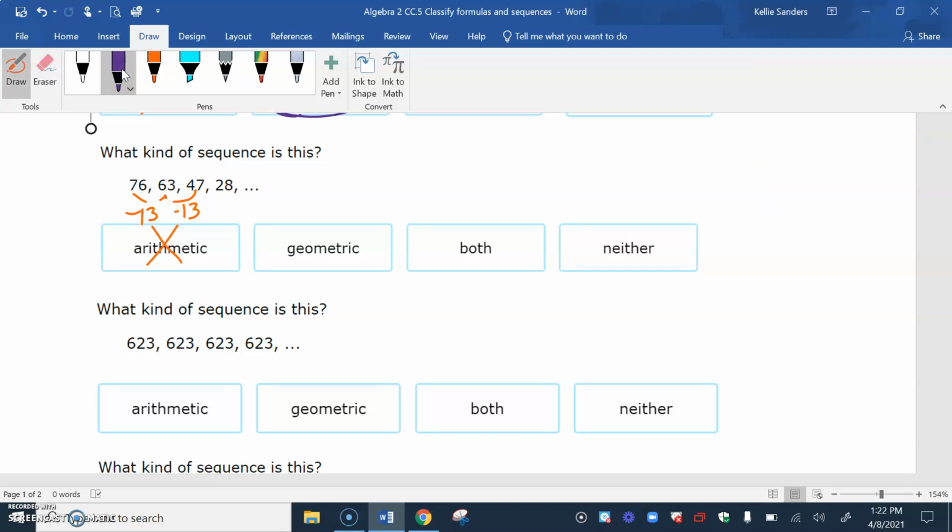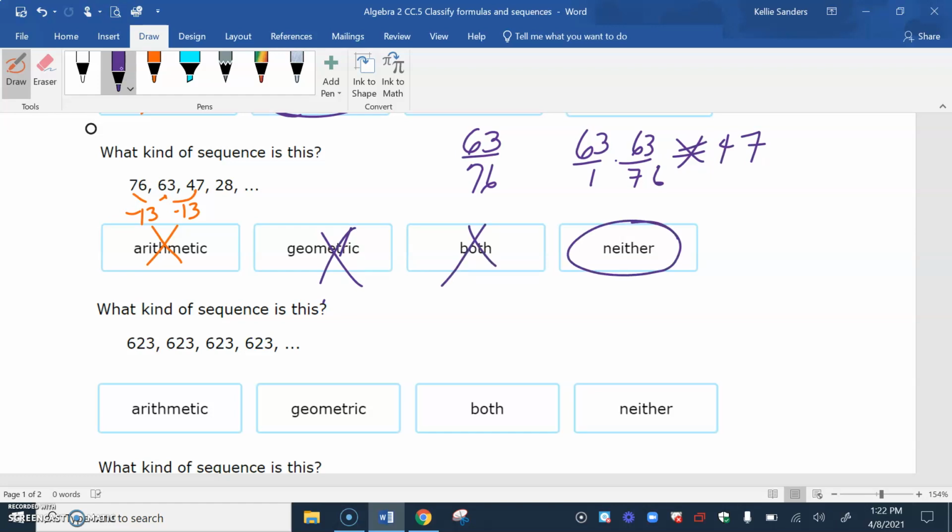If you wanted to take the time to see if it's multiplying or dividing, you can. It's not going to be because these are such weird numbers. 63 divided by 76 is not going to reduce. So if I multiply 63 times 63 over 76, I am not going to get 47. So it's not that. If it's not either one of those, it's not both. And so it has to be neither.